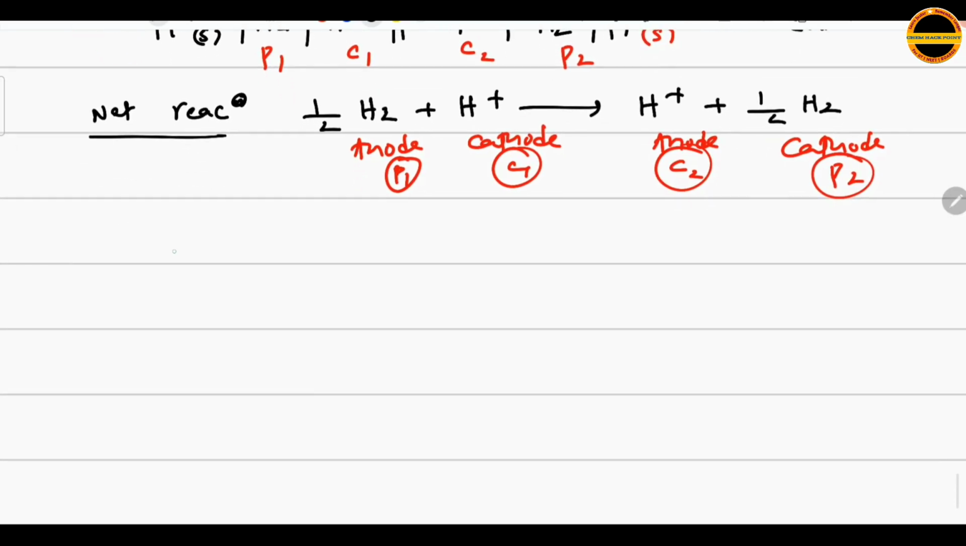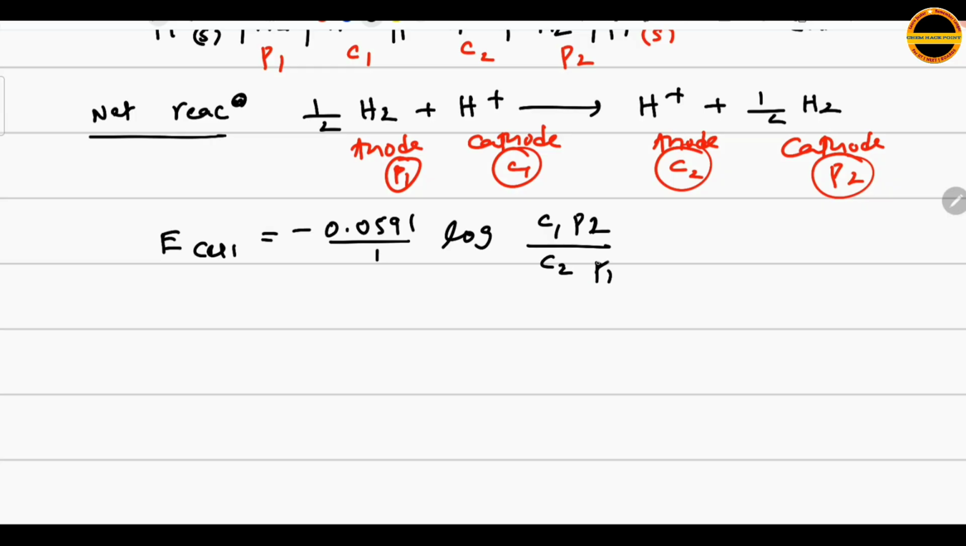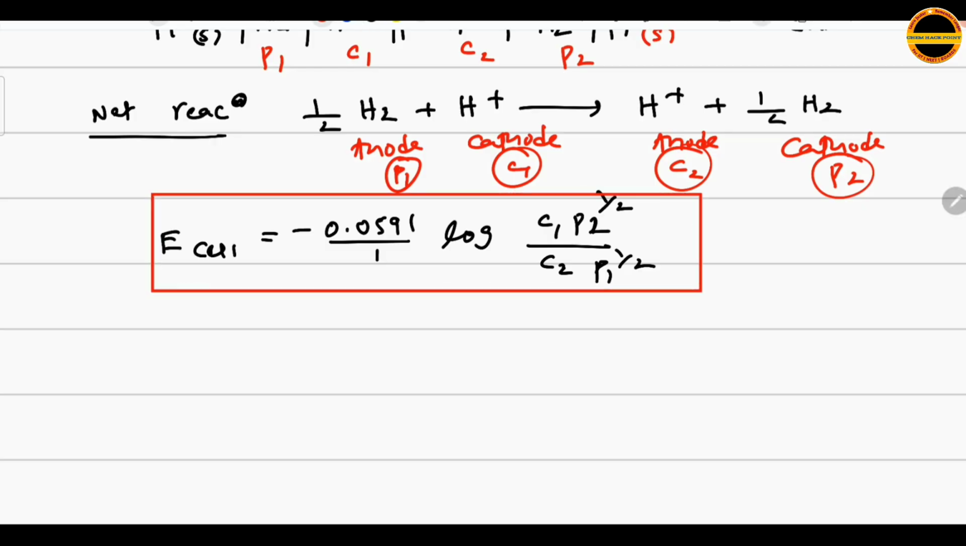If I put it in the Nernst equation here, you are going to get E cell is equal to 0 minus 0.0591 by 1 log C1 P2 by C2 P1. For P2 here it is half, P1 also here half. So we got one important conclusion: if you use the hydrogen electrode as a concentration cell, this particular equation is obtained. Look at the equation, everyone.